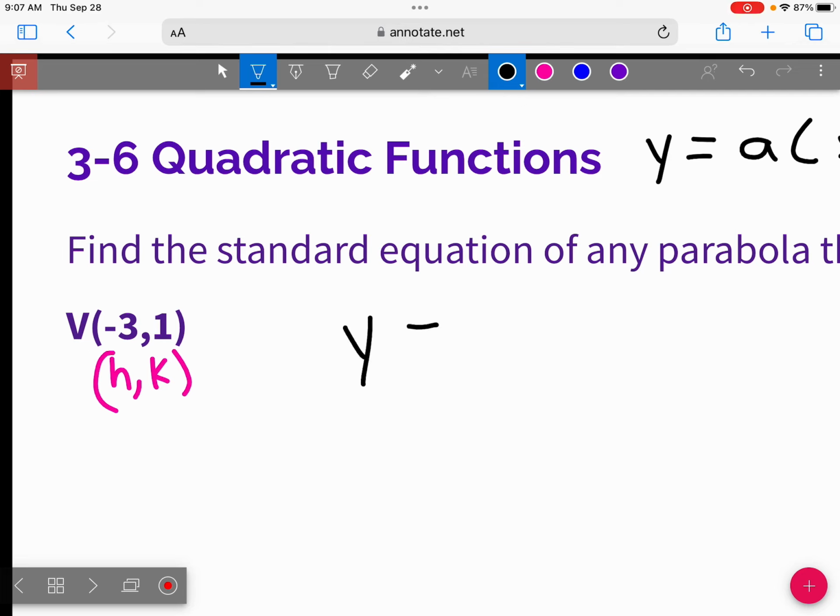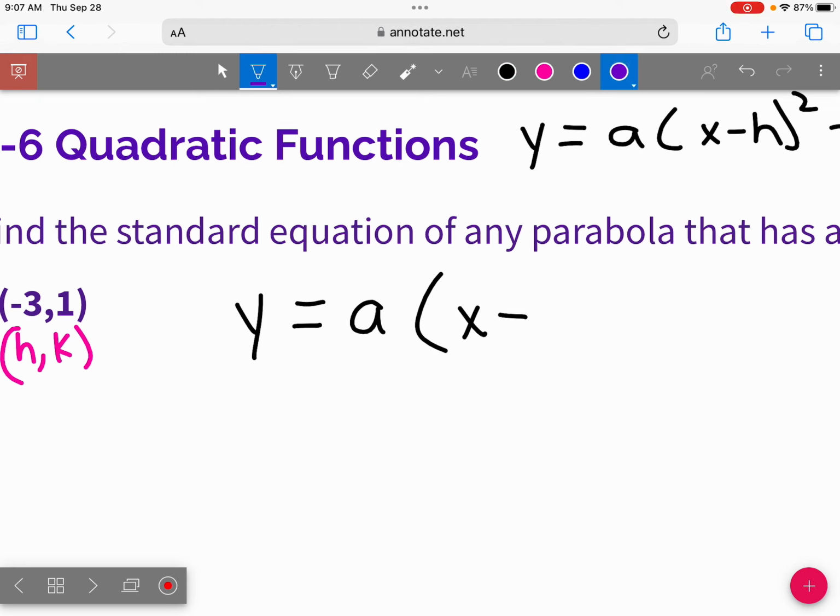So what we have at this point is a times (x minus -3) squared plus k, right? Plus 1. Ta-da. That is the equation for any parabola that goes through that point that has a vertex.